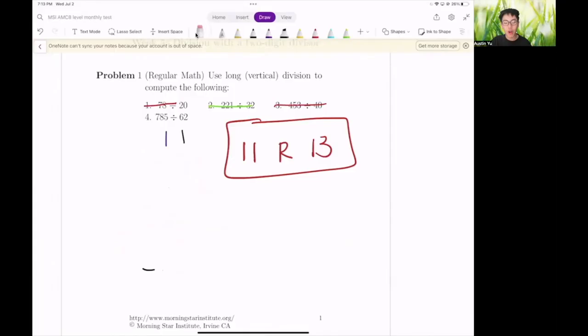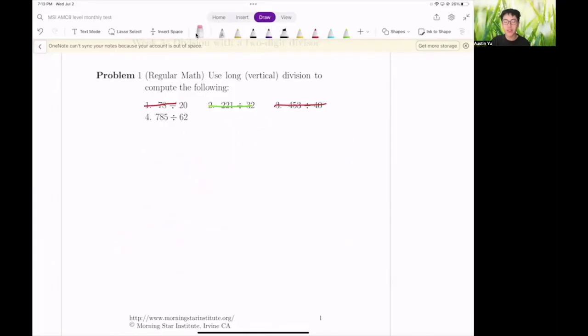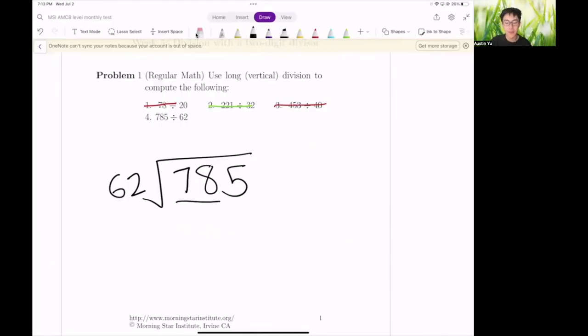And finally, problem 4 with the largest numbers, 785 divided by 62. Again, we can start dividing using the left two numbers, the leftmost numbers of the number inside, 78. How many times does 62 go inside 78? Well, that's really easy, right? It's just 1. And then we subtract 62. 78 minus 62 is 16.